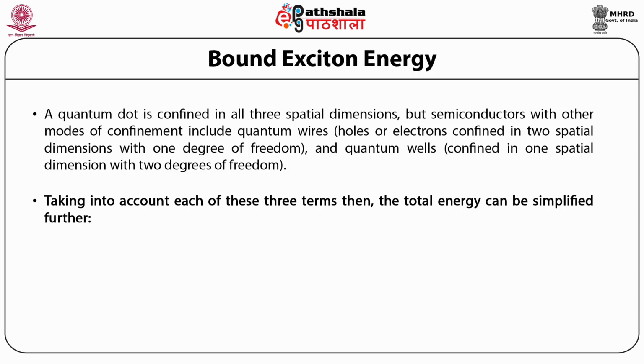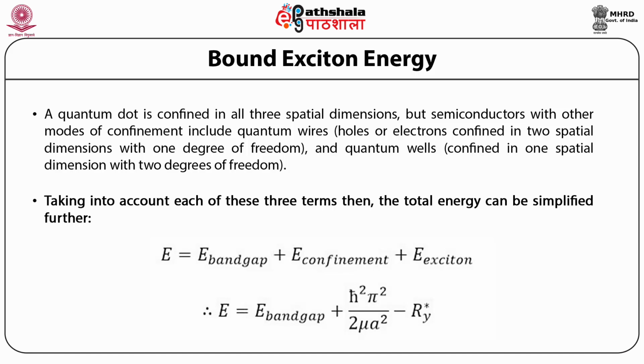So taking into account each of these three terms, the total energy can be simplified further as E is equal to E band gap plus E confinement plus E exciton. Therefore, we get the expression for total energy as E band gap plus h-bar squared pi squared upon 2 mu a squared minus Ry star.